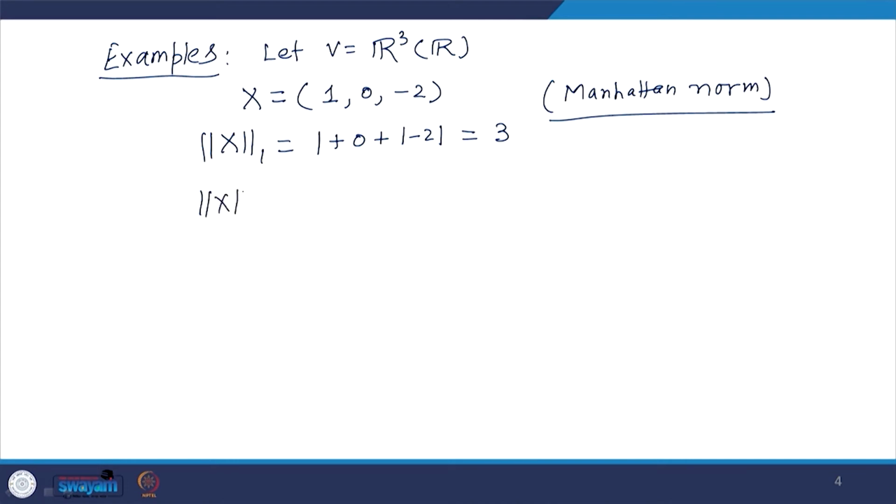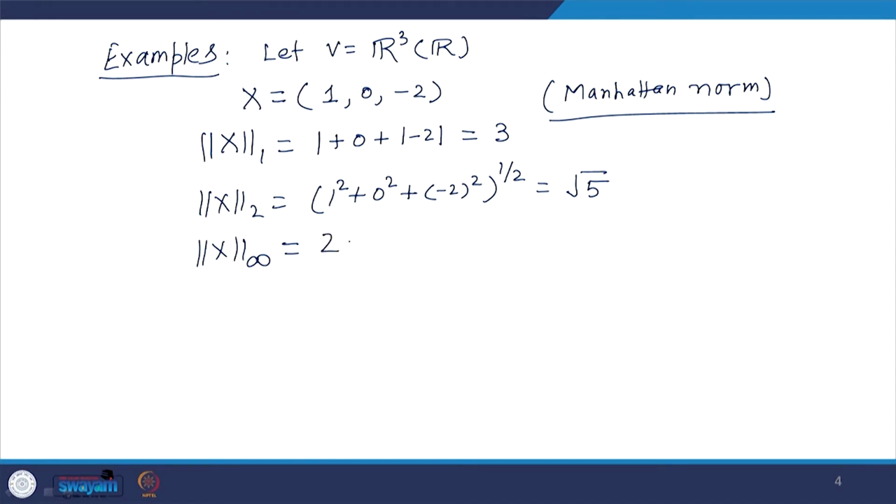If you want to find the Euclidean norm of the vector x, then it will become 1 square plus 0 square plus -2 square, and then the square root of this. So, it becomes square root of 5. If you want to find out the infinity norm or max norm, then it is the maximum of the absolute values of the components. So, the absolute values are 1, 0 and 2. So, it comes out to be 2. So, in that way you can calculate norms.